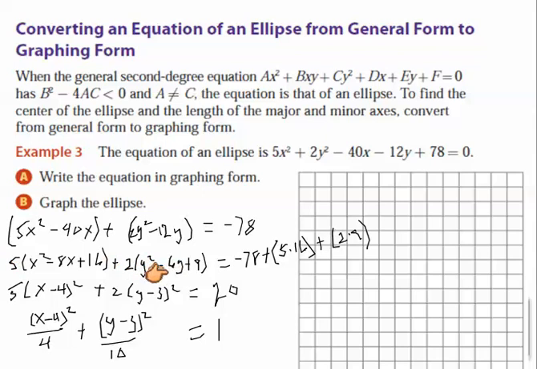Negative 6 divided by 2 is 3. 3 squared is 9. So I'm going to take 9 times 2, add it to this side since I added it on here. This becomes x minus 4 squared. This becomes y minus 3 squared. And I've still got these factors, 5 and 2. When I add negative 78 plus 80, that's 2. And then 18 more is 20.